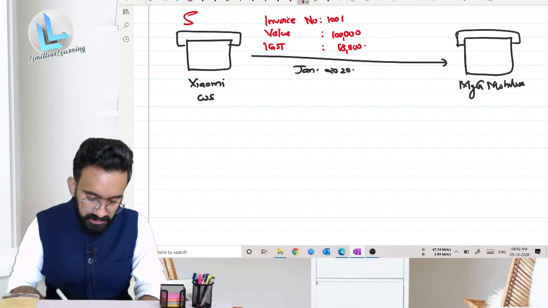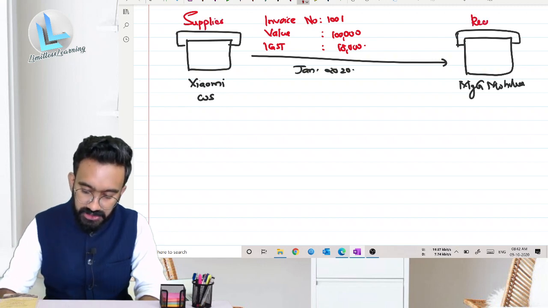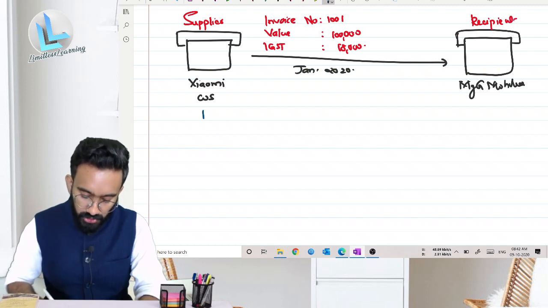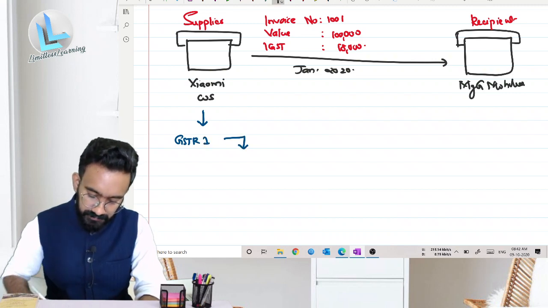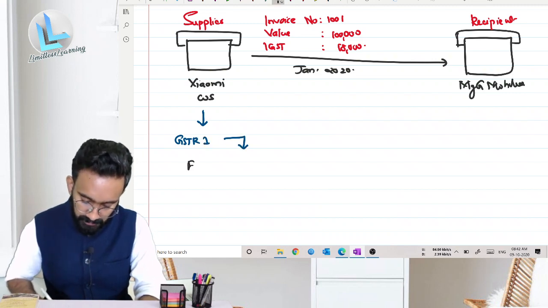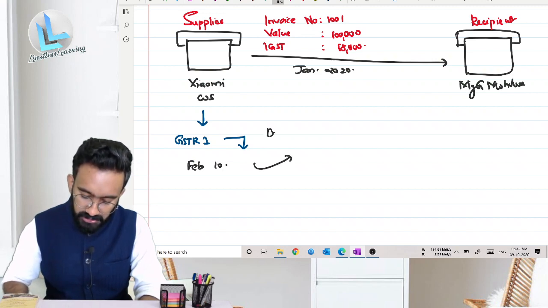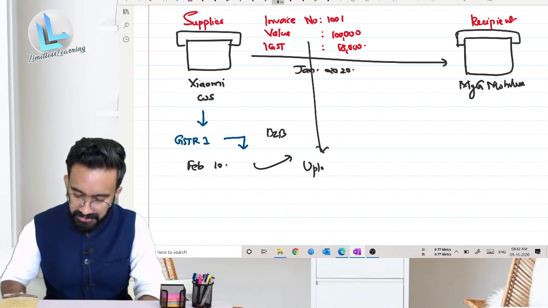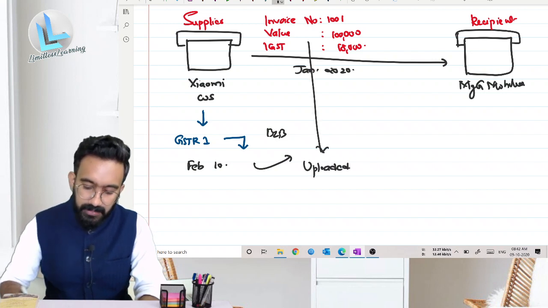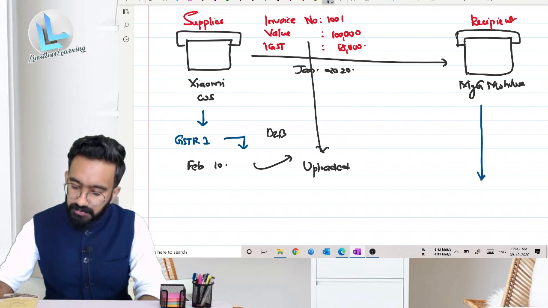Now both of these are registered. MyG is the recipient. MyG is a mobile phone dealer. Now Xiaomi will have to file GSTR1 in the subsequent month, okay, February 10th. So this is a B2B transaction, so this information will be uploaded. Now MyG wants to take input tax credit now.